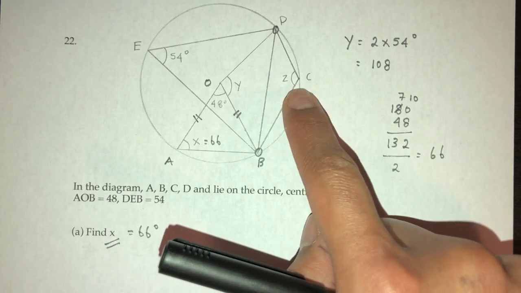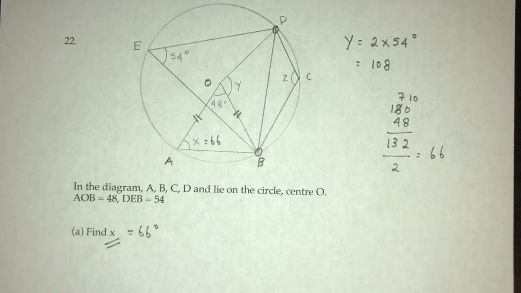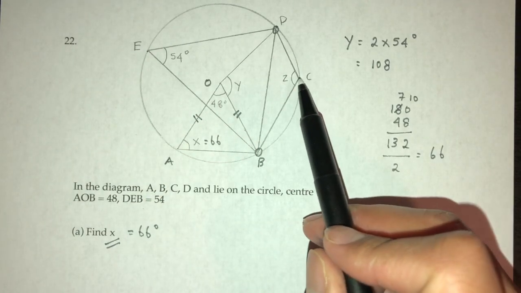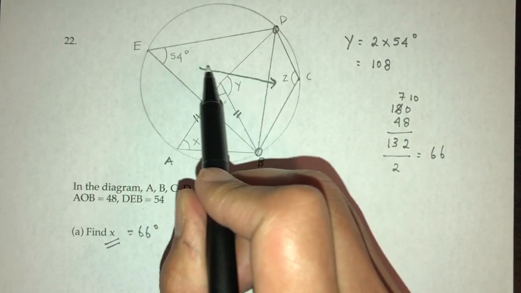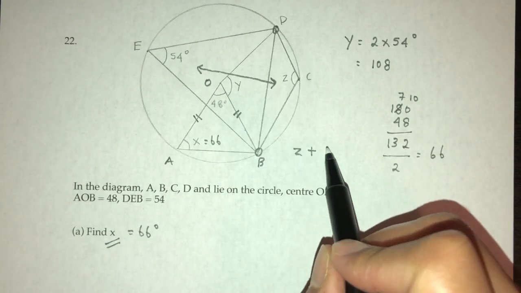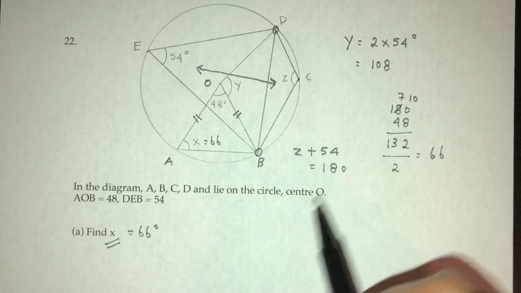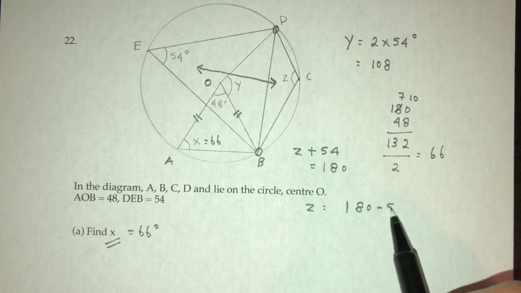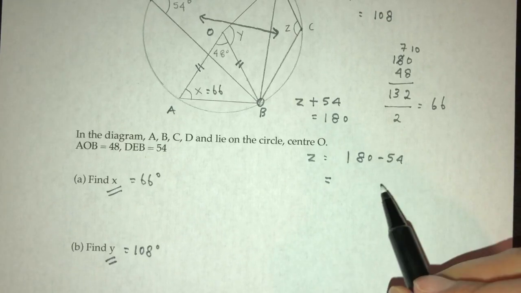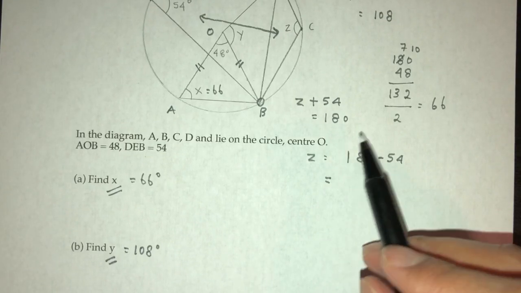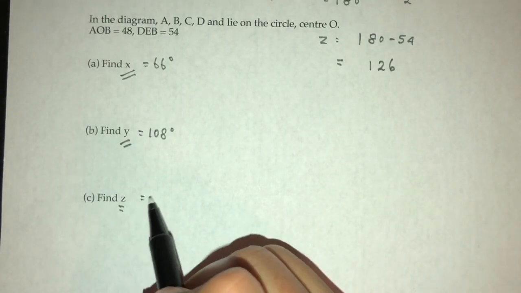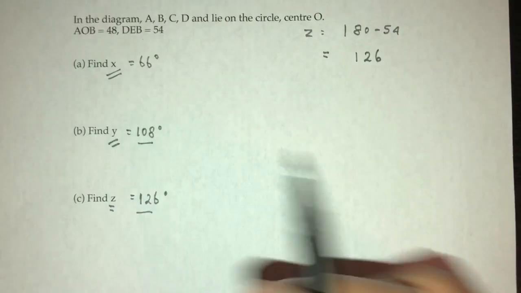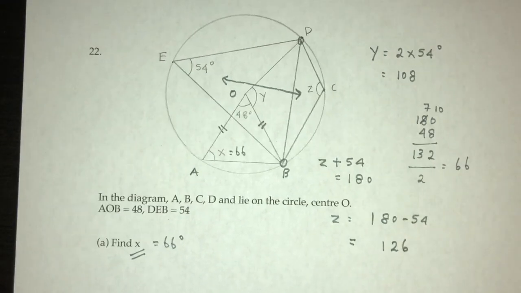Now z will be what? Will be this one. So how can you find z? If you observe, we have this shape, E, B, C, D. The points all lie on the circle, which means the opposite angles have to be supplementary. So it means that z plus 54 has to give you 180. So z has to be 180 minus 54. That should be 126. So your answer is 126 for your value of z. Okay, so that will be your question number 22, step by step.